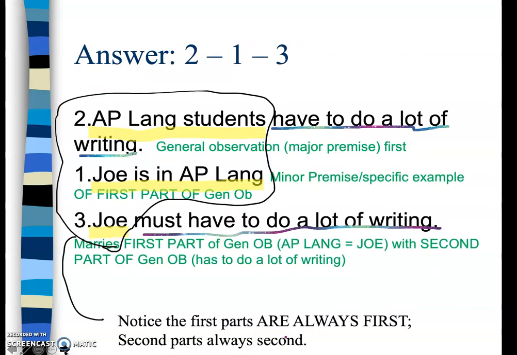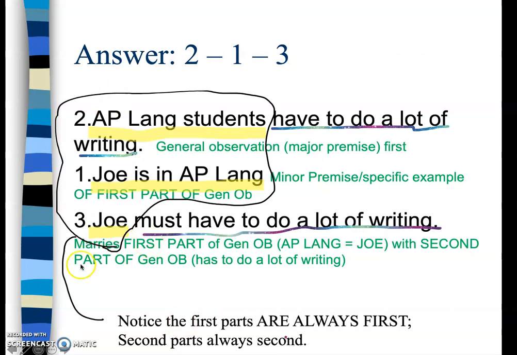Here you are. The answer is 2, 1, 3. So AP Lang students have to do a lot of writing. That's my general observation. And then go to the specifics of the first part of the major premise, the general observation. So I've got AP Lang students, so I need to establish that Joe is in AP Lang. Okay, then I can add in the second part. So Joe must have to do a lot of writing. Okay, so there we go.